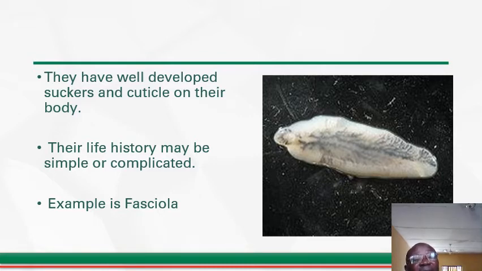These Cestoda have well-developed suckers and cuticle on their body. Their suckers are well developed, and what suckers are all about is sucking blood or nutrients from their host. Their life history may be simple or complicated. A typical example is the Fasciola, the fluke. The liver fluke is a typical example of this class.